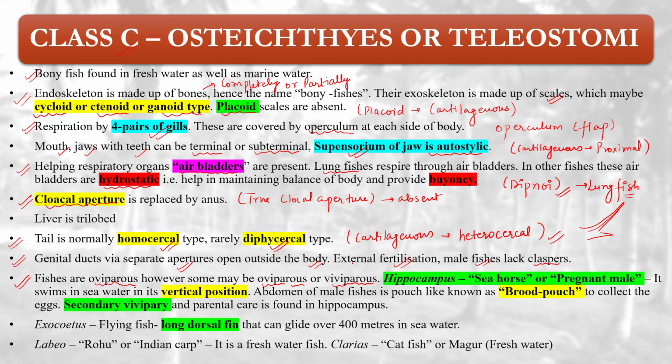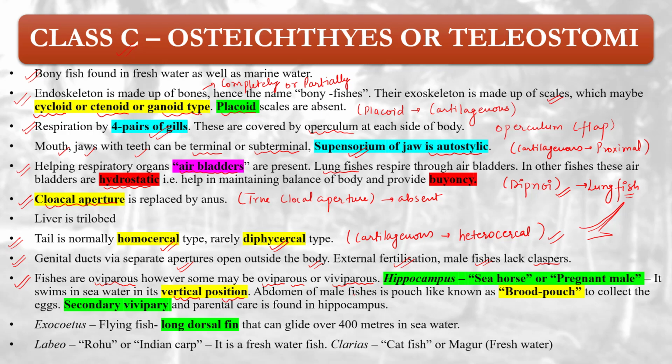Hippocampus, the seahorse, is a bony fish and is considered a pregnant male. In the previous lectures, I informed you about hippocampus, but please make a clear-cut borderline that hippocampus or seahorse belongs to the bony fish category. It does not belong to the cartilaginous fish. It swims in sea water in a vertical position. That is the most important thing, that the seahorse moves in a vertical position.